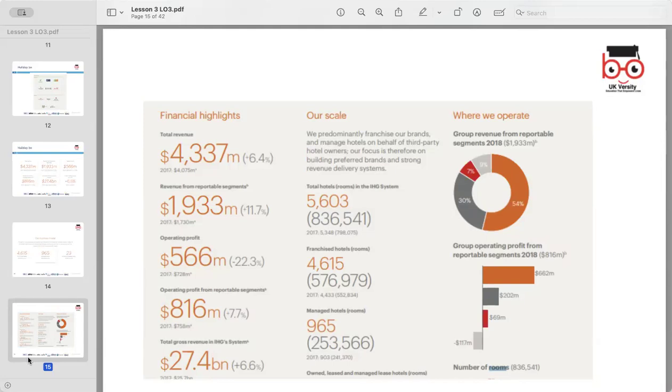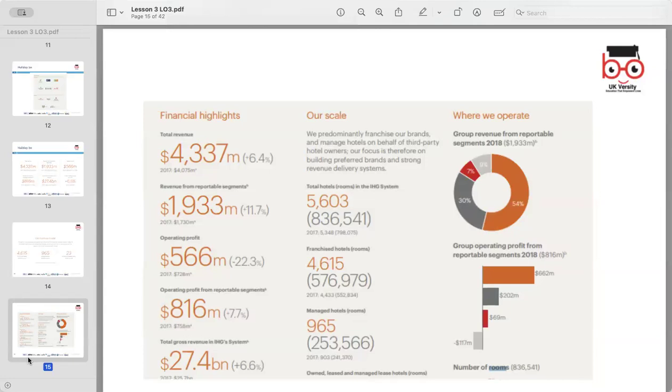Operating profit from reportable segments, which is $816 million, indicating a decrease of 7.7% compared to the previous operating profit of $758 million. Gross revenue, IHG system. Holidayne contributed to the overall gross revenue of InterContinental Hotels Group, or IHG, with total gross revenue reaching 27.4 billion, which represented a 6.6% increase compared to the previous year.